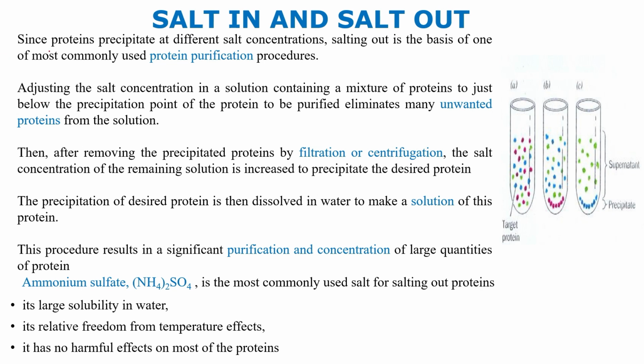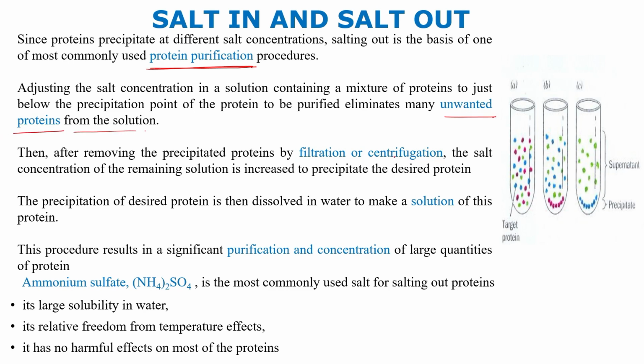Since proteins precipitate at different salt concentrations, salting out is the basis of one of the most commonly used protein purification procedures. One of the most commonly used protein purification procedures is the salting out method. Adjusting the salt concentration in a solution containing a mixture of proteins to just below that which precipitates the protein to be purified eliminates many unwanted proteins from the solution.